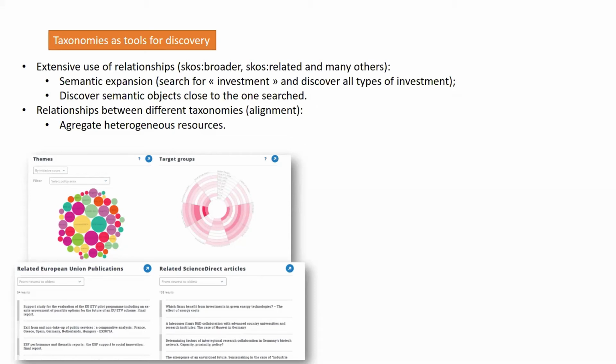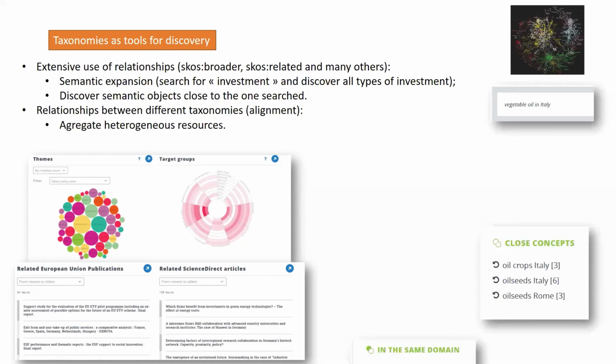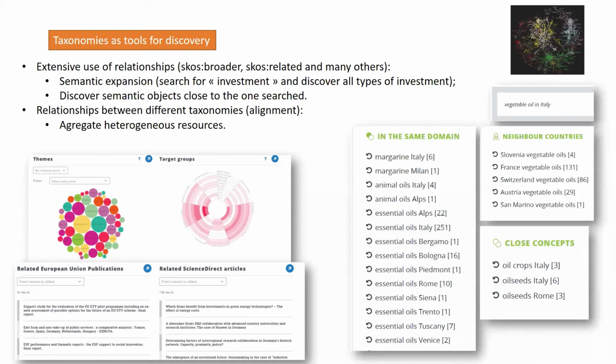Using all these relationships allows us, for example, during a semantic search, when somebody is looking for vegetable oils in Italy, your result will include also vegetable oil, for example, in Puglia or in Abruzzo or in Rome. So semantic expansion means that the machine is able from one concept to give all the children concepts and the grandchildren concepts, for example.